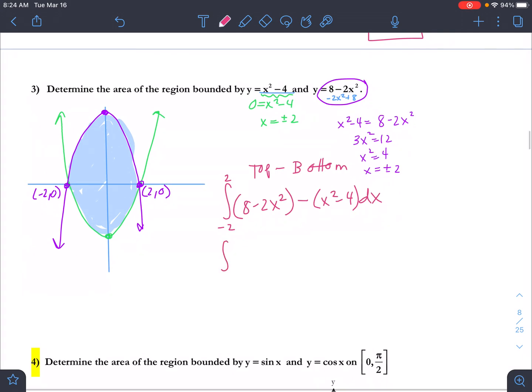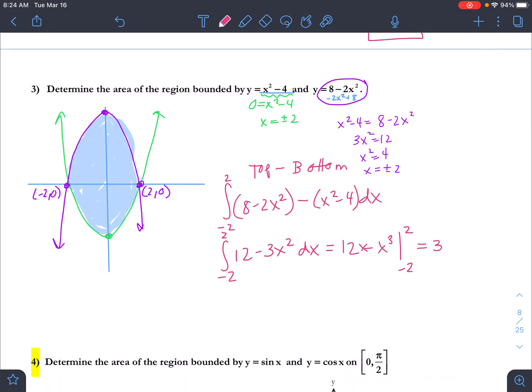Okay, so again, combine some like terms here. That would get us the integral of 12 minus 3x squared dx, which gives us 12x minus x cubed from -2 to 2. I'll just kind of ruin this for you: you would plug in 2, subtract -2, and you get 32. I wanted to show you one thing here because I want you guys to notice this. That would be the final answer, a perfect way to do it.